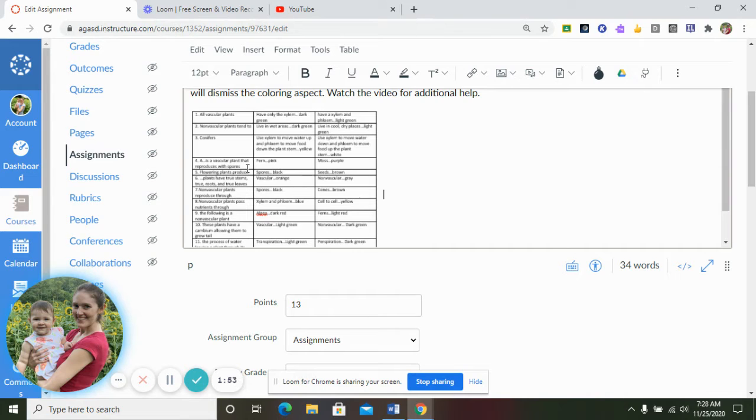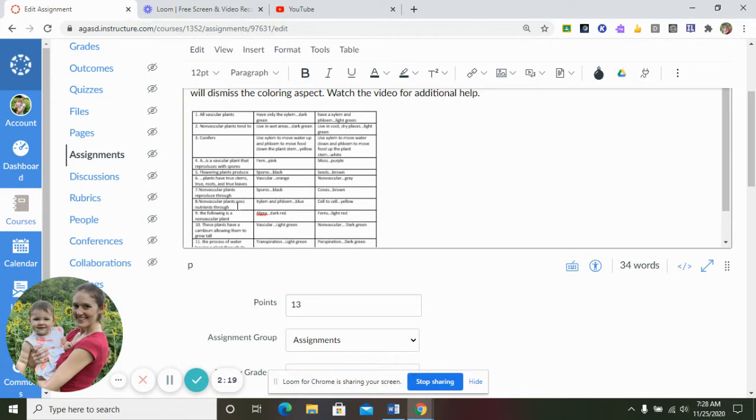A blank is a vascular plant that reproduces with spores. Well, we know a moss is a non-vascular plant, so that's going to be a fern. Flowering plants produce spores or seeds. They produce seeds. Blank plants have true stems, true roots, and true leaves. That's going to be a vascular plant.